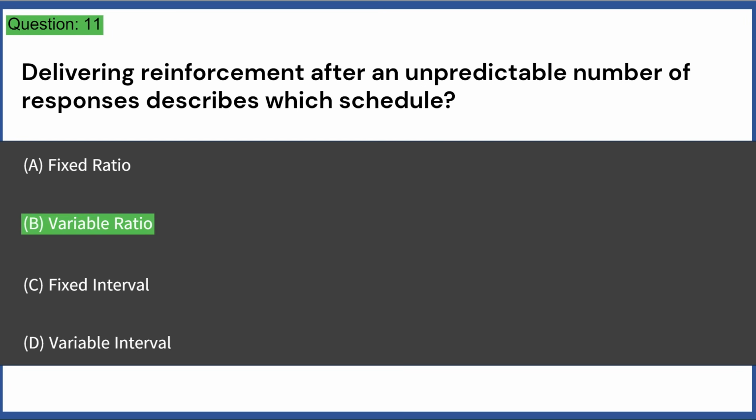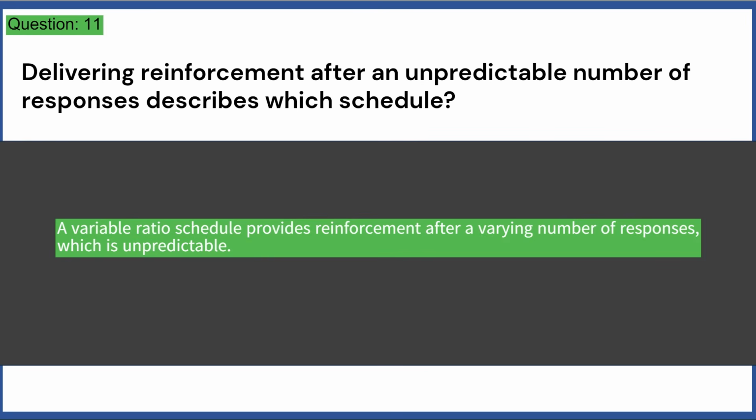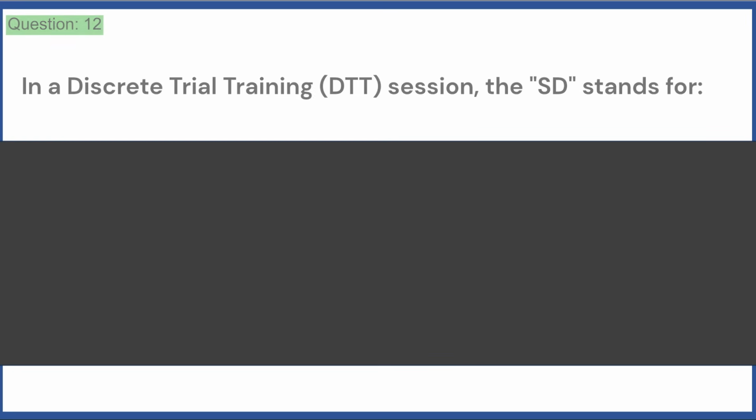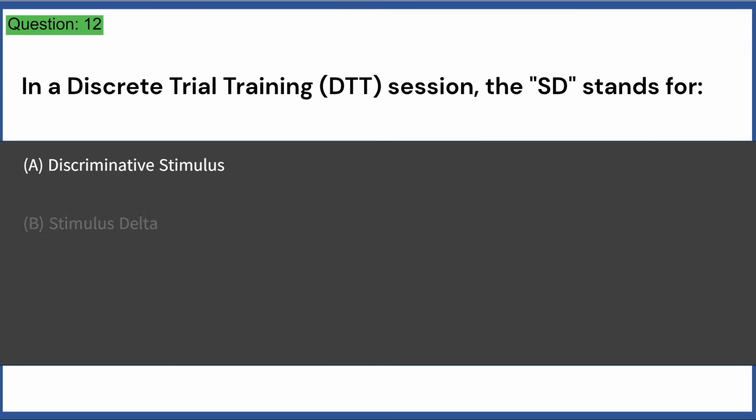Answer: B. A variable ratio schedule provides reinforcement after a varying number of responses, which is unpredictable. In a discrete trial training (DTT) session, the SD stands for A. Discriminative stimulus. B. Stimulus delta. C. Standard deviation. D. Schedule of delivery.